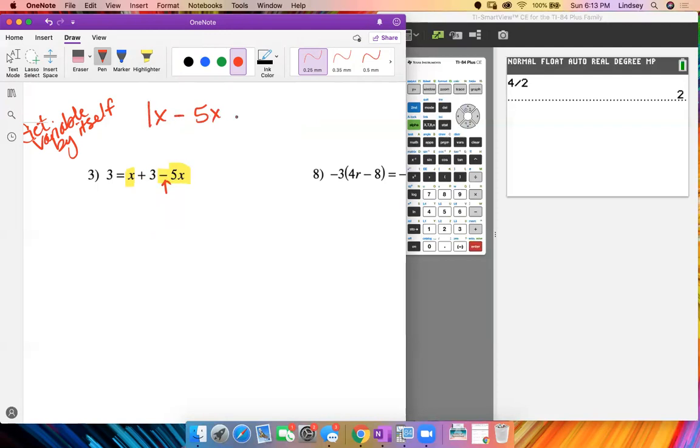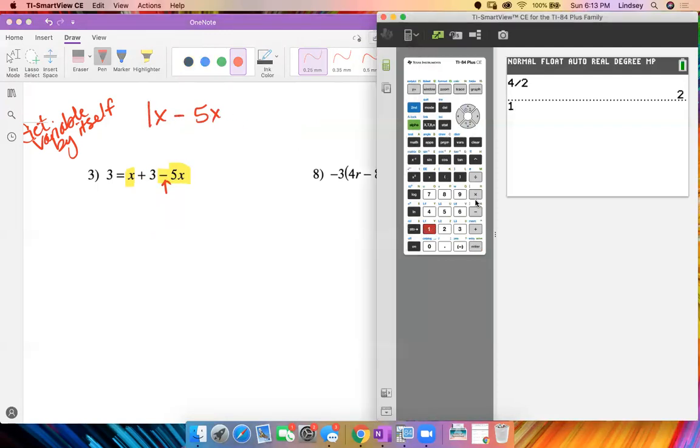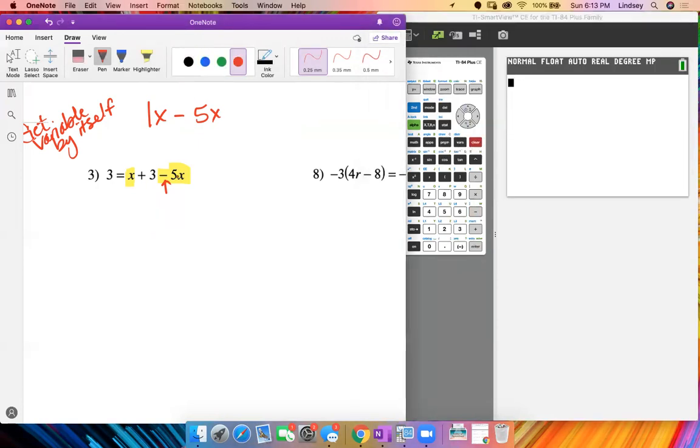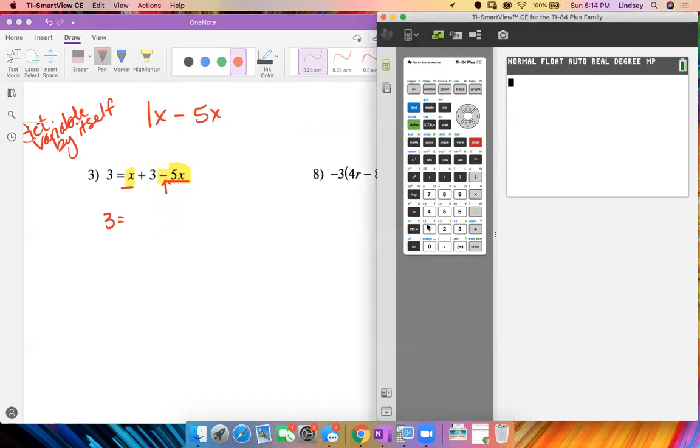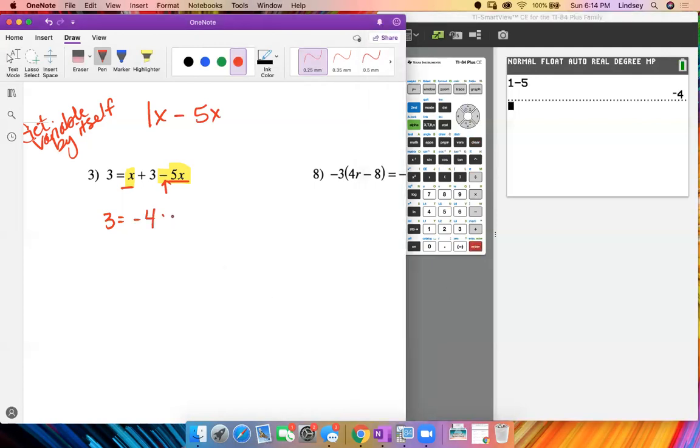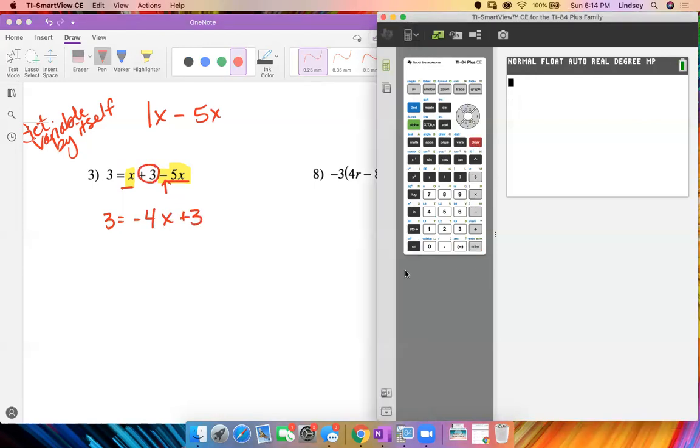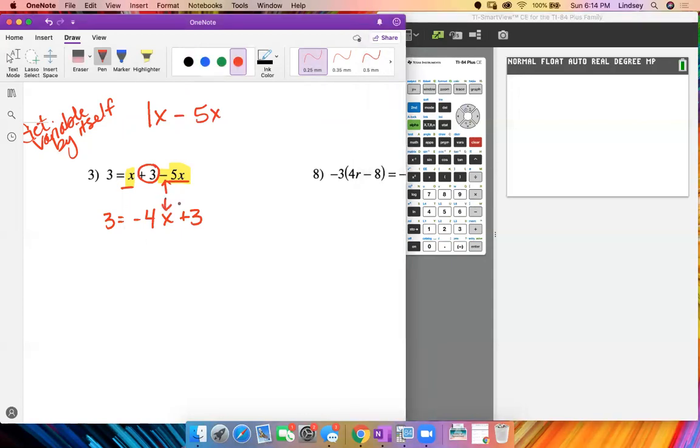So 1x minus 5x, I just go to my calculator, 1 minus 5. We don't have to deal with the x's right now. It's going to give me a negative 4, so I need to simplify that over here. So I'm going to rewrite my problem, because I just combined those terms. So I have 3 equals, we just said 1 minus 5 was negative 4, so that's going to give us a negative 4x, and then we still have that plus 3.